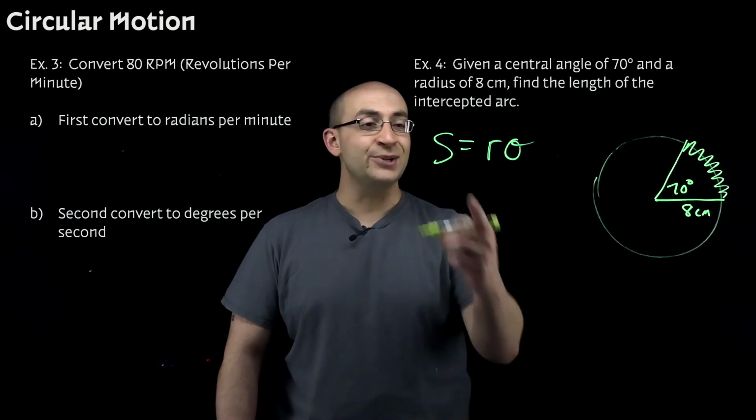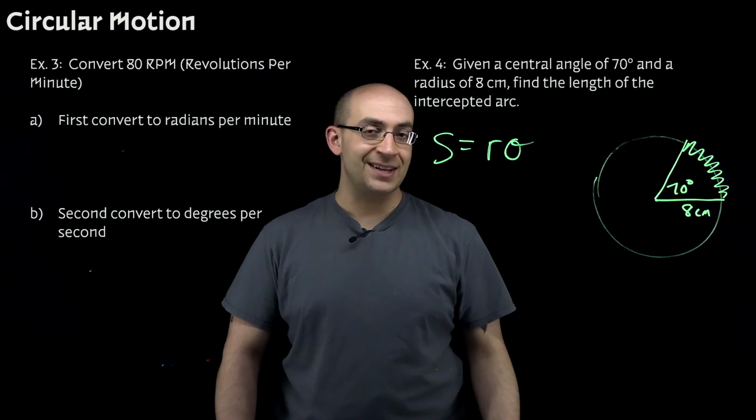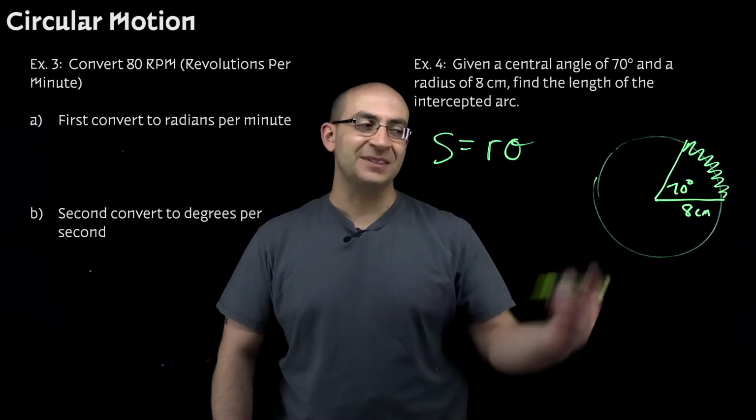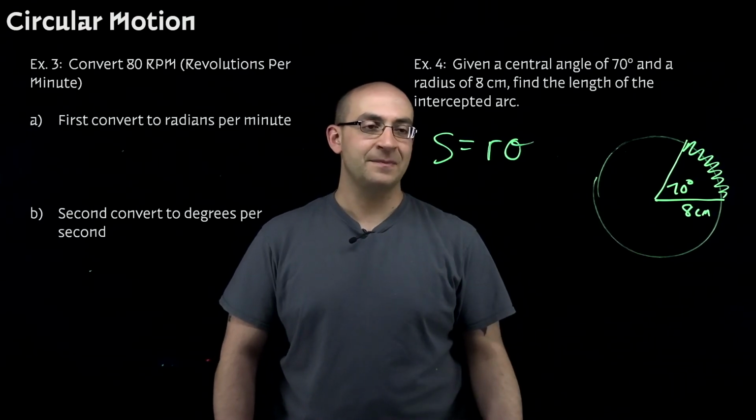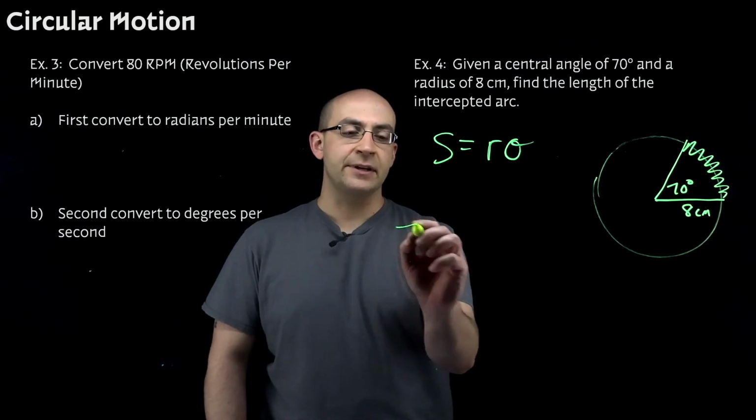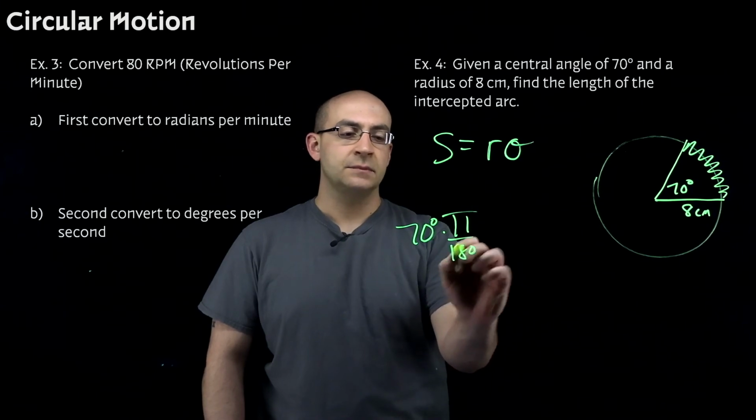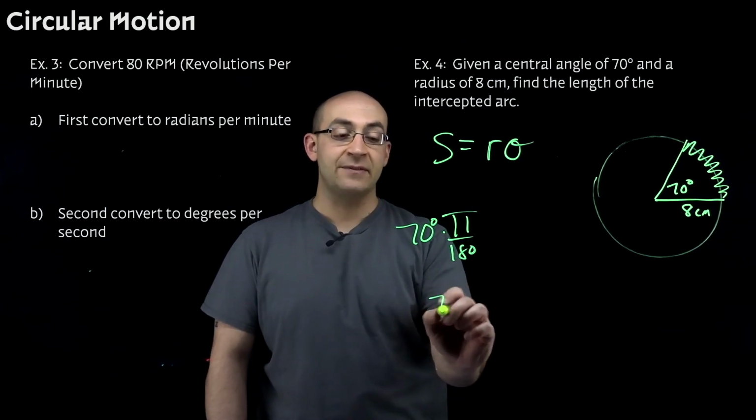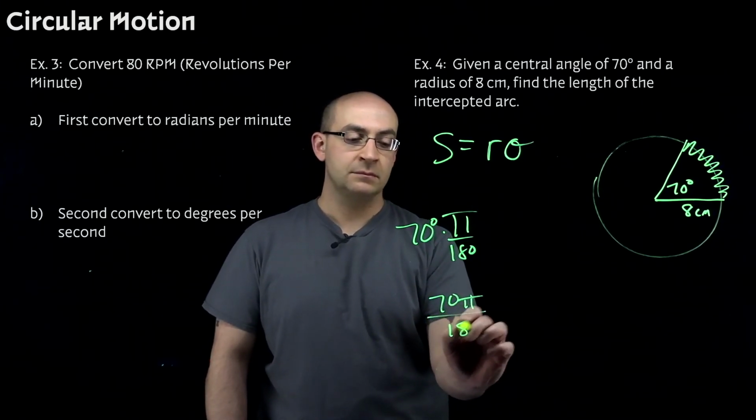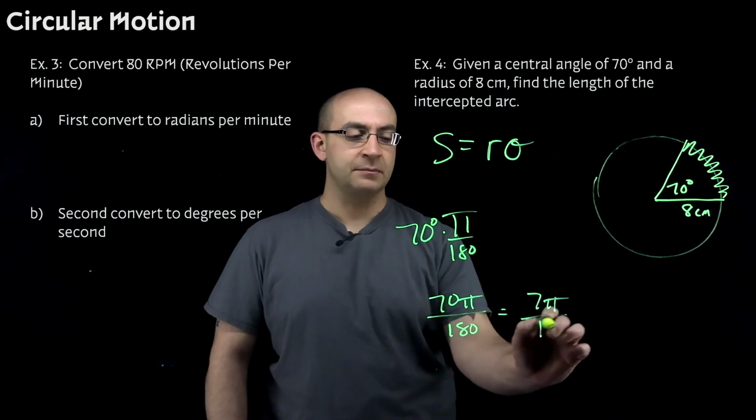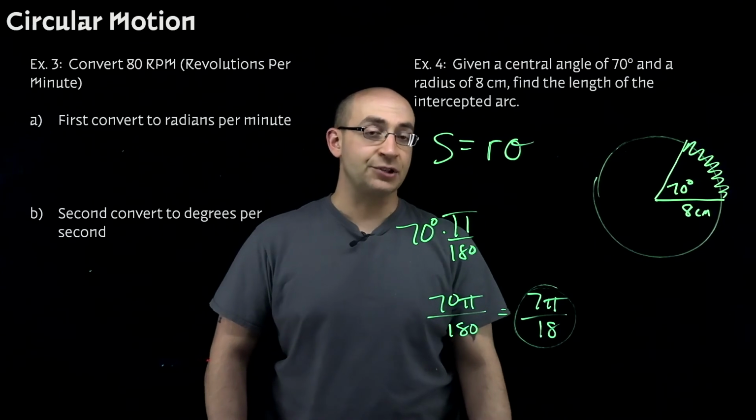Well, we can use an easier formula, which is the angular type formula for arc length. But the first thing I need to do is convert that 70 degrees to radians, because it's not going to work otherwise. Let's get there. So the conversion for 70 degrees, I'm going to multiply by pi over 180. Well, multiplying that out will give me 70 pi over 180. But I can simplify that. This is going to end up being 7 pi over 18. That's the conversion to radians.